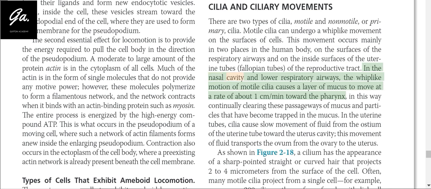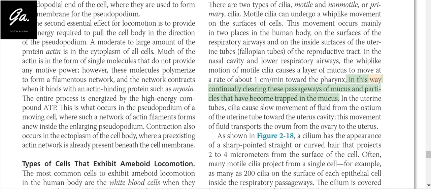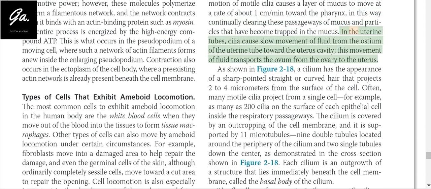In the nasal cavity and lower respiratory airways, the whip-like motion of motile cilia causes a layer of mucus to move at a rate of about 1 cm/min toward the pharynx. In this way, these passageways are continually cleared of mucus and particles that have become trapped in the mucus. In the uterine tubes, cilia cause slow movement of fluid from the ostium of the uterine tube toward the uterine cavity. This movement of fluid transports the ovum from the ovary to the uterus.